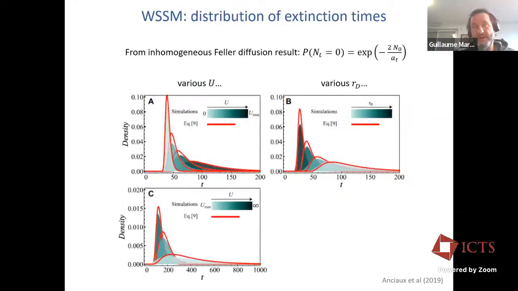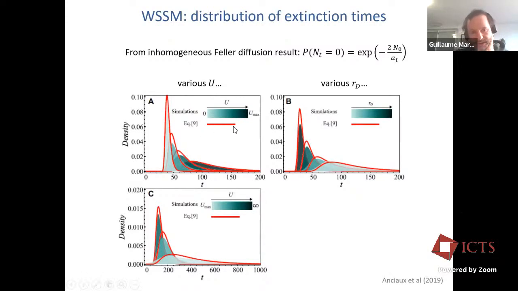Also, because here we have just a single inhomogeneous Feller diffusion, we can work out the distribution of the times to extinction, which we couldn't before. So because we can work out the probability of being extinct by some time t. Here, this is the distribution in the simulations, and the red line is the explicit formulas. And here is for various mutation rates. The darker means higher mutation rates. Umax is the threshold where you have lethal mutagenesis.